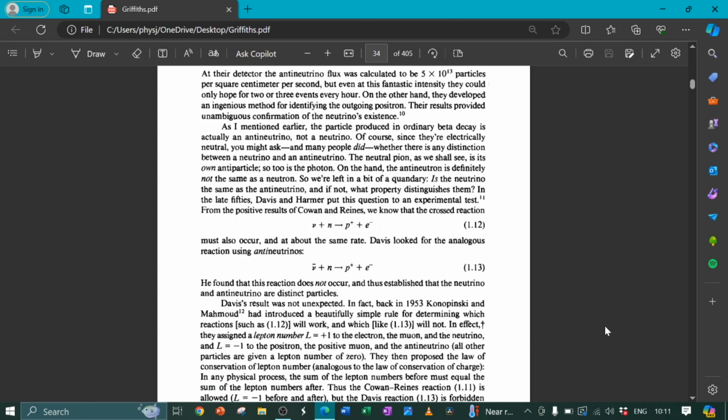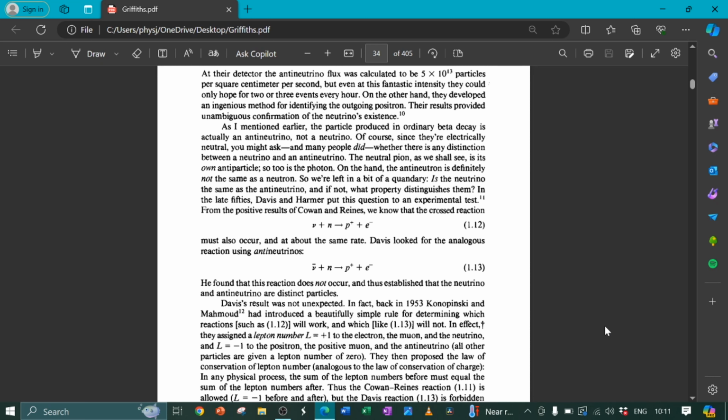As I mentioned earlier, the particle produced in ordinary beta decay is actually an antineutrino, not a neutrino. Of course, since they are electrically neutral, you might ask, and many people did, whether there is any distinction between a neutrino and an antineutrino. The neutral pion, as we shall see, is its own antiparticle. So too is the photon.